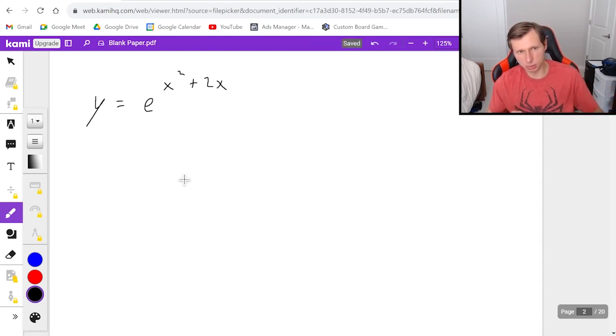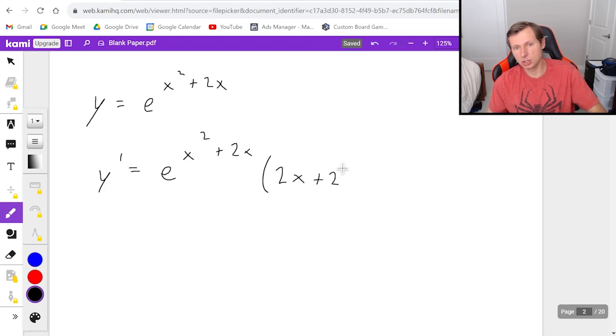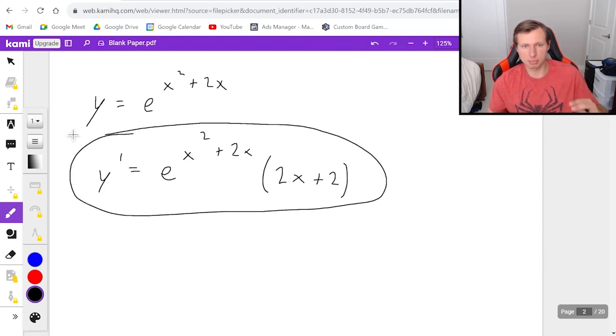And here is the solution. So first I'm going to say y prime equals, write the original, e to the x squared plus 2x, and then times the derivative of x squared plus 2x. That's going to be 2x plus 2, that's in parentheses, and you can just keep this as your final answer. That's perfectly fine. So that's it for that one.